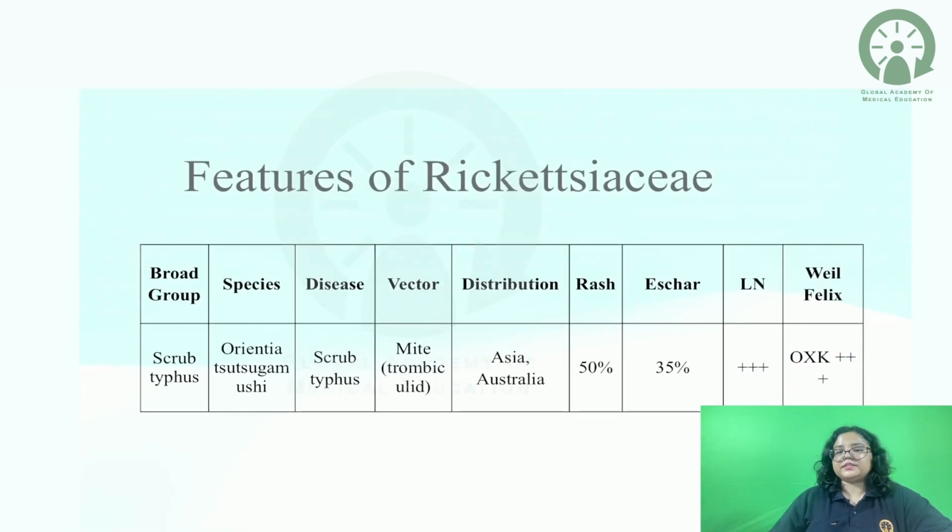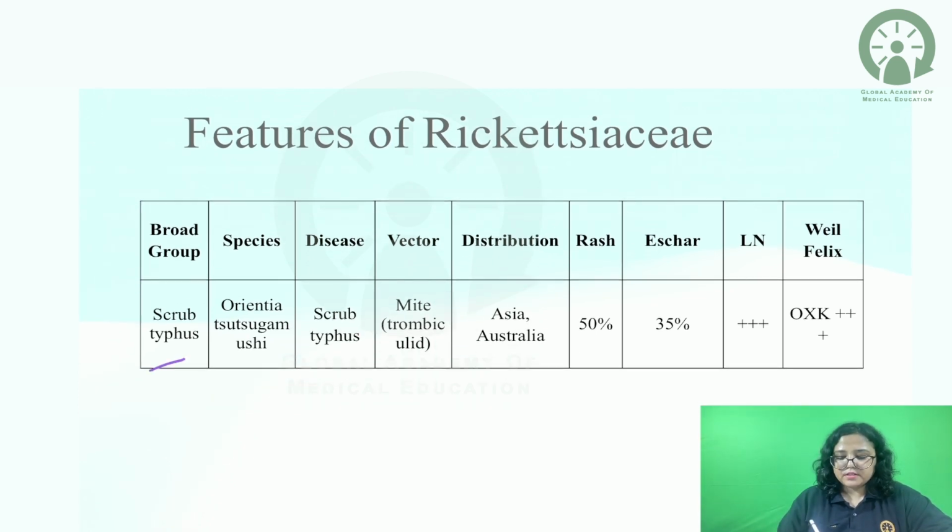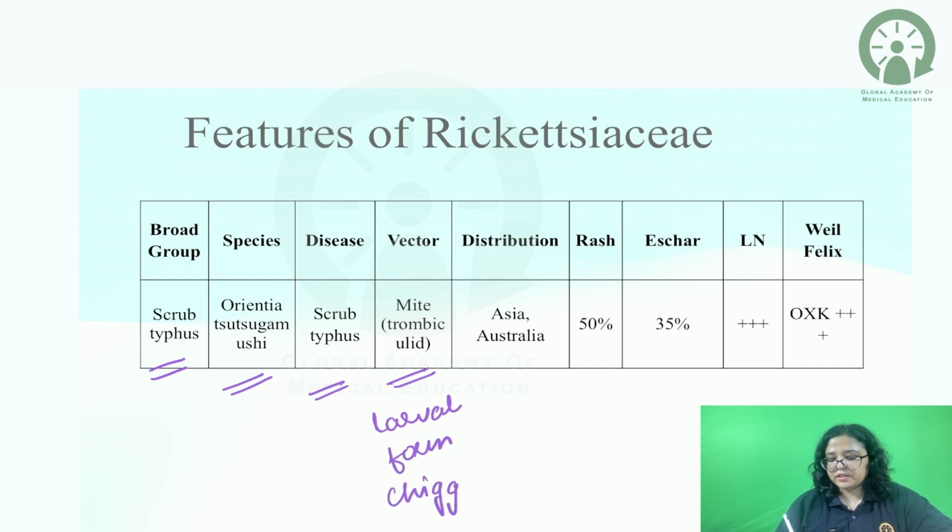Then in Rickettsiaceae we had classified into the Rickettsia genus and Orientia. So the third broad group we have is scrub typhus. The species is Orientia tsutsugamushi. The disease caused is scrub typhus. Here also the vector is a mite, the trombiculid mite, where the larval form, the chiggers, is responsible. The larval form, chiggers, is predominantly responsible.